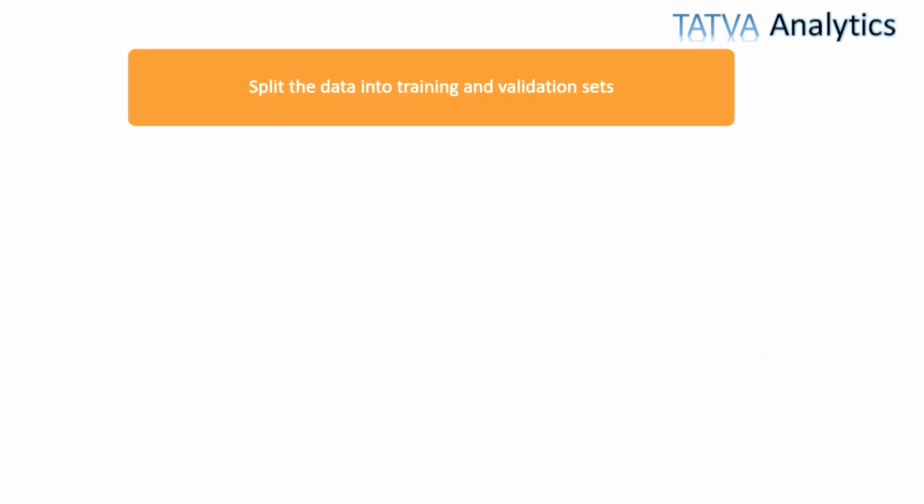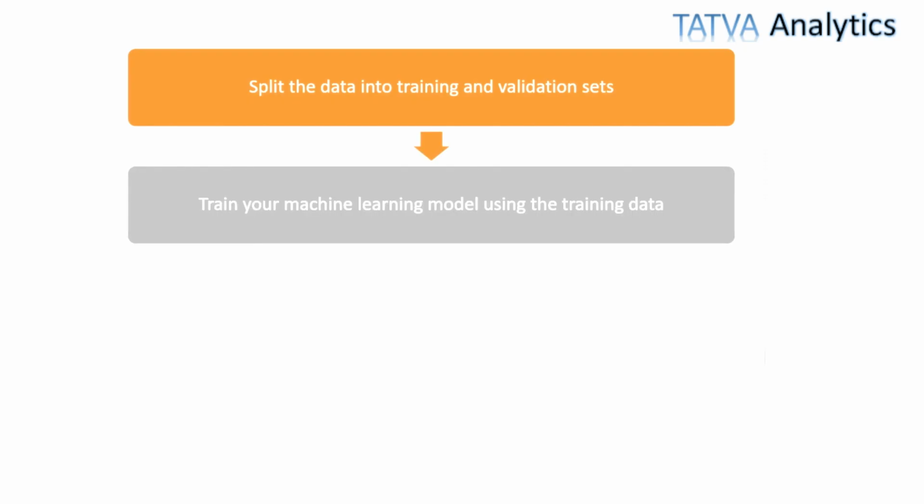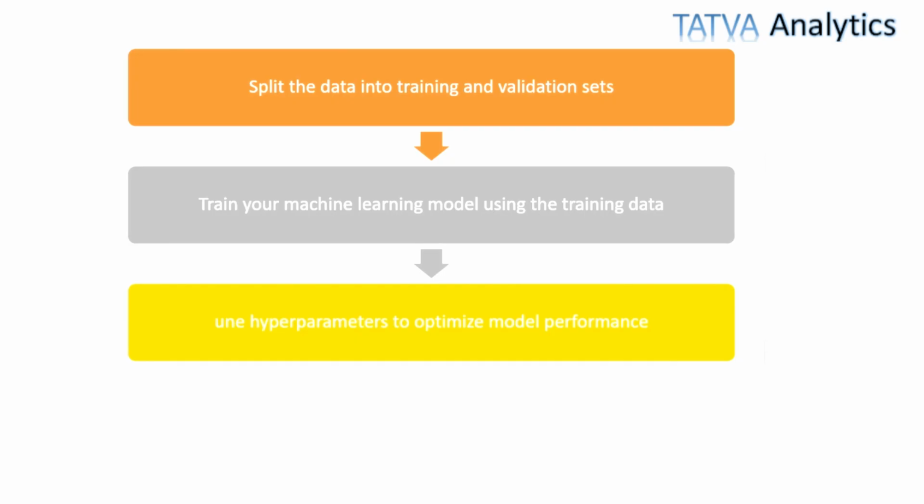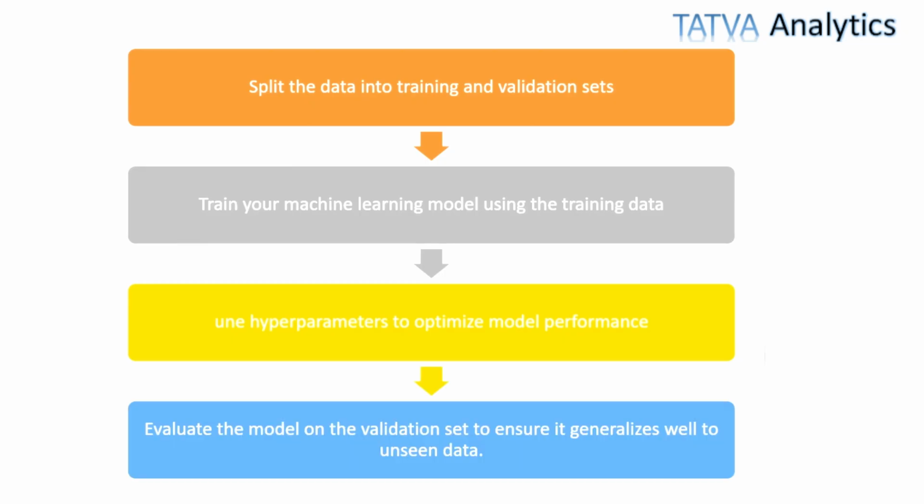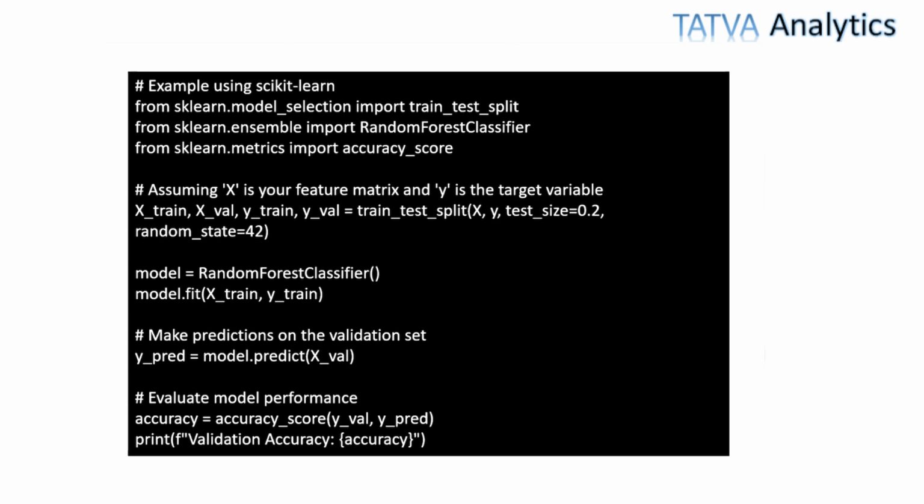Then you need to do the model training, in which you split the data into training and validation sets. Train your machine learning models using the training data. Tune hyperparameters to optimize model performance, and evaluate the model on the validation set to ensure it generalizes well and does well on unseen data. And how can you do that? These are illustrative codes in Python that you can write to do the model training. Come back and take a look at this in greater detail by downloading the PDF file, and keep it for your future reference.